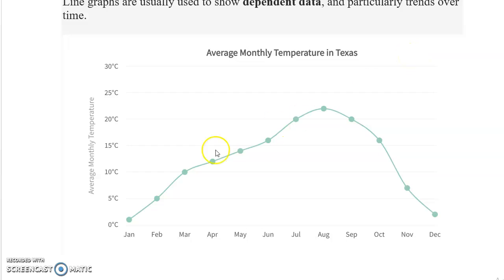So the Texas will be in a green line. And for Chicago, it will be in a red line. So we will have another line here. So we can have two lines. Sometimes we will get 3 cities, or states. So we will get 3 lines, and so on.